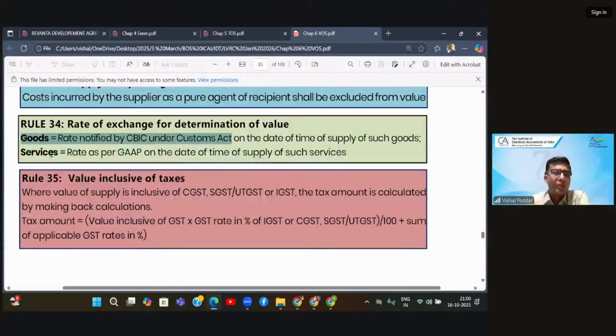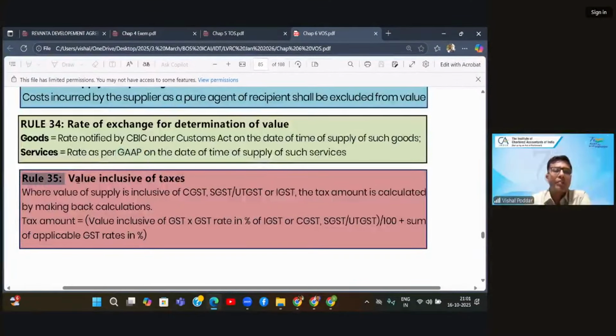However, if it is import of service where you pay tax as per the GST provisions, in such case, you have to follow the generally accepted accounting policies. And as per your accounting policies, whatever is the date of recording that import of service in your books, you take that day's market exchange rate, average market exchange rate, and that becomes the rate of exchange.